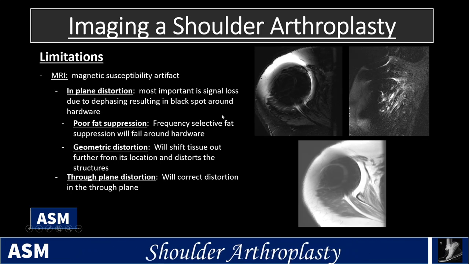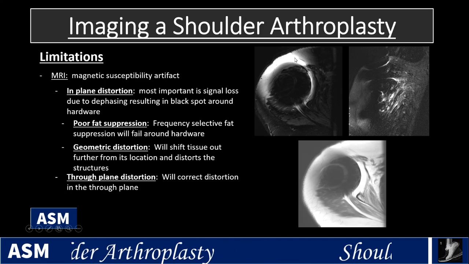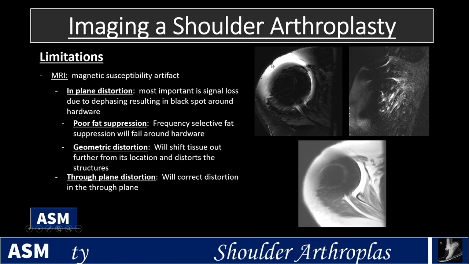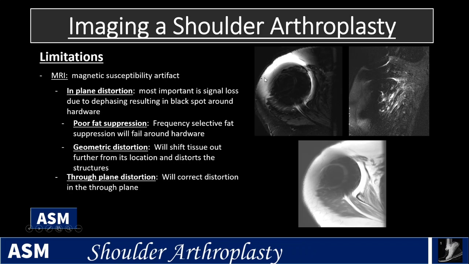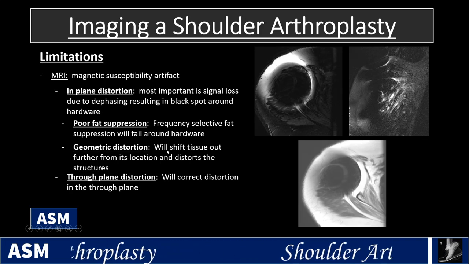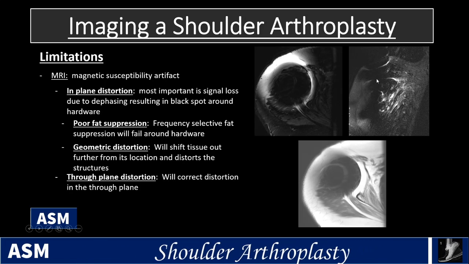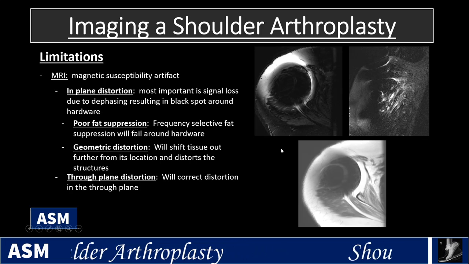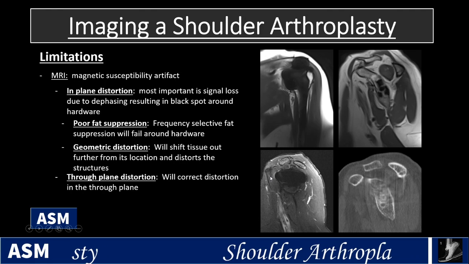Poor fat suppression: again, frequency selective fat sat will be the worst, or gradients would also be problematic more with the signal loss, but you'll have worsening fat sat when you don't use STIR, and even though you have a STIR here, you can see where there's failure of the fat sat. Geometric distortion, so shifting tissue further from its location, distorting structures. When you couple that with motion artifact, it sometimes becomes very difficult to even figure out that you're looking at a shoulder. And then through-plane distortion is another problem as well.